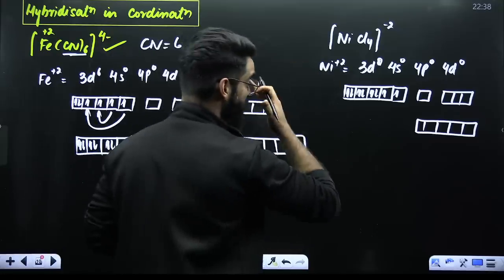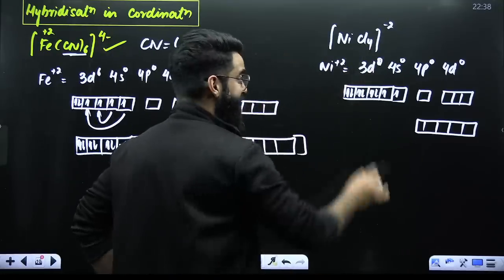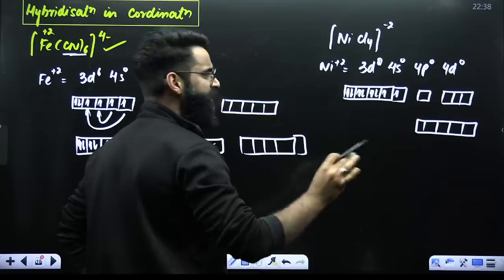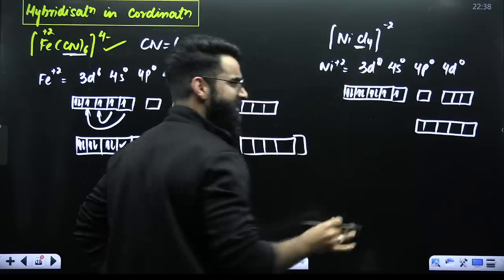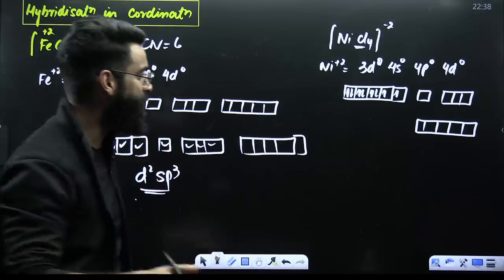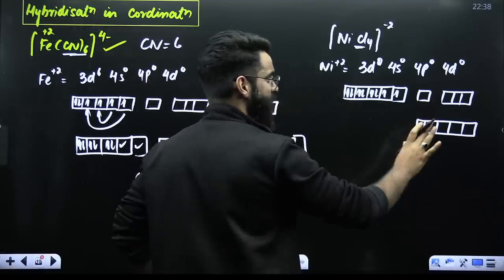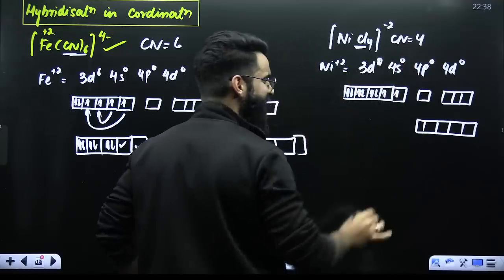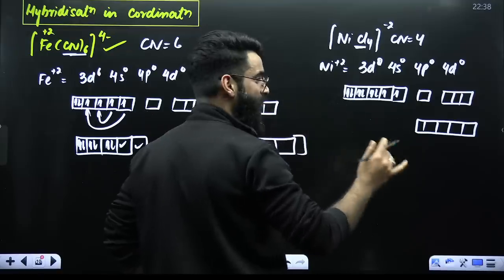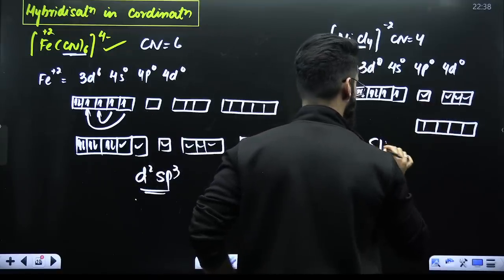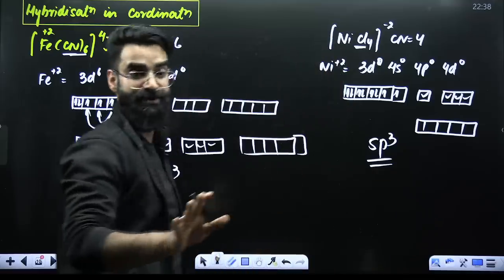Perfect. Look at this particular one. NiCl4 dinegative. Nickel here is in dipositive oxidation state. So its outermost configuration will be 3d8 4s0. Now this Cl negative is a weak field ligand. If it is a weak field ligand, it is not going to cause any sort of pairing, right? What is the coordination number here? Coordination number is 4. So this nickel dipositive has to arrange 4 vacant orbitals for hybridization. Those are going to be 1, 2, 3, and 4. So the hybridization involved is simply going to be sp3. Nothing more than this. Perfect.